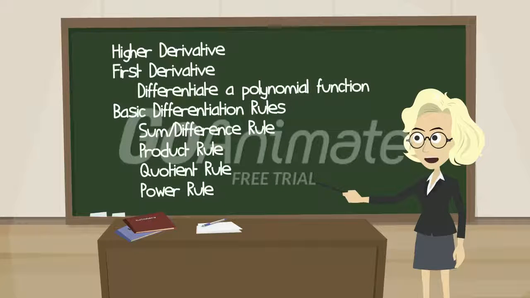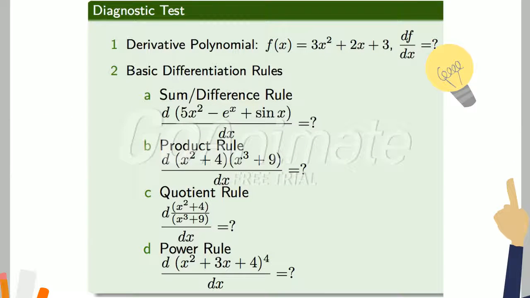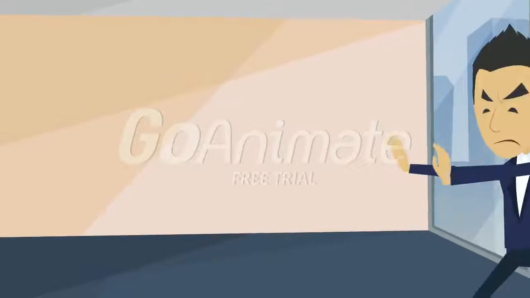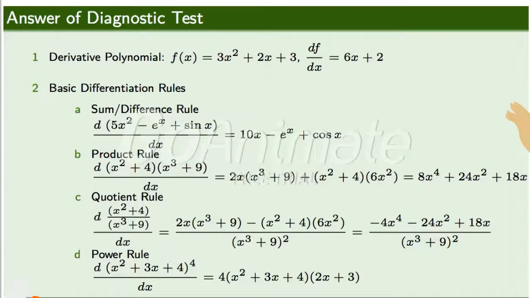Before you start to learn higher derivatives, you should have some basic knowledge of first derivatives, such as differentiating a polynomial function and some basic differentiation rules. Please spend several minutes to answer the diagnostic test. If you can't answer the diagnostic test, you need to read the supplementary notes. Now, Dr. Ting will come to talk about higher derivatives.